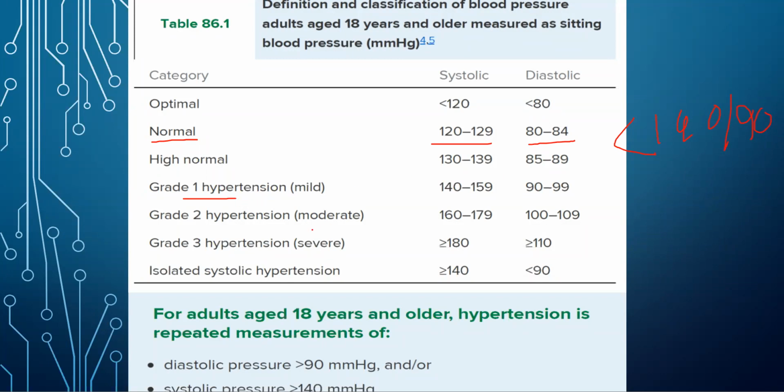Hypertension can be mild, moderate, or severe. Mild is 140 to 159 systolic, 90 to 99 diastolic. 160 to 179 systolic is moderate, 100 to 109 is diastolic. When it becomes more than 180 by 110, it's severe. There is also isolated systolic hypertension in which diastolic blood pressure is normal, but systolic blood pressure is more than 140.